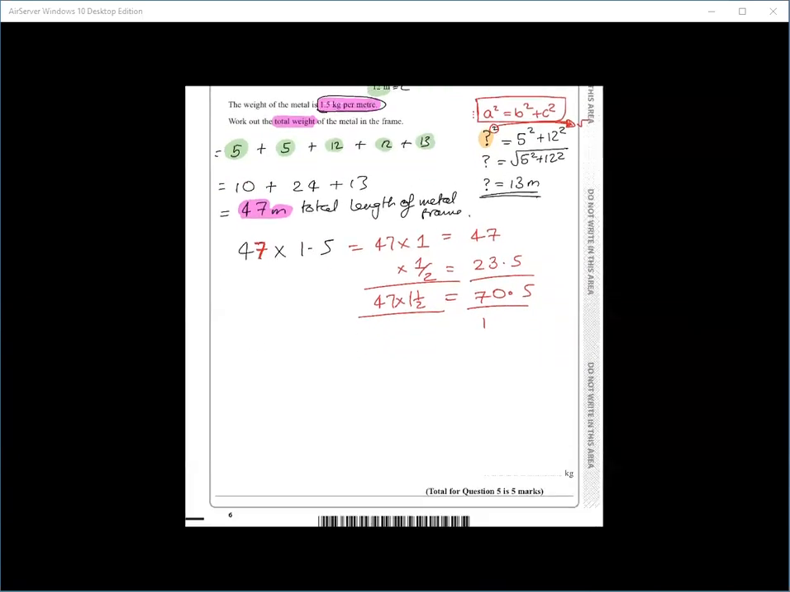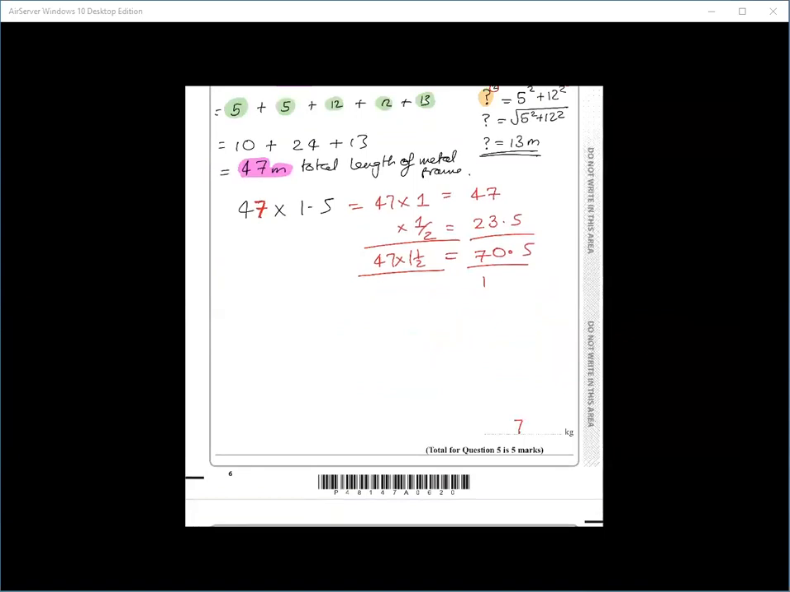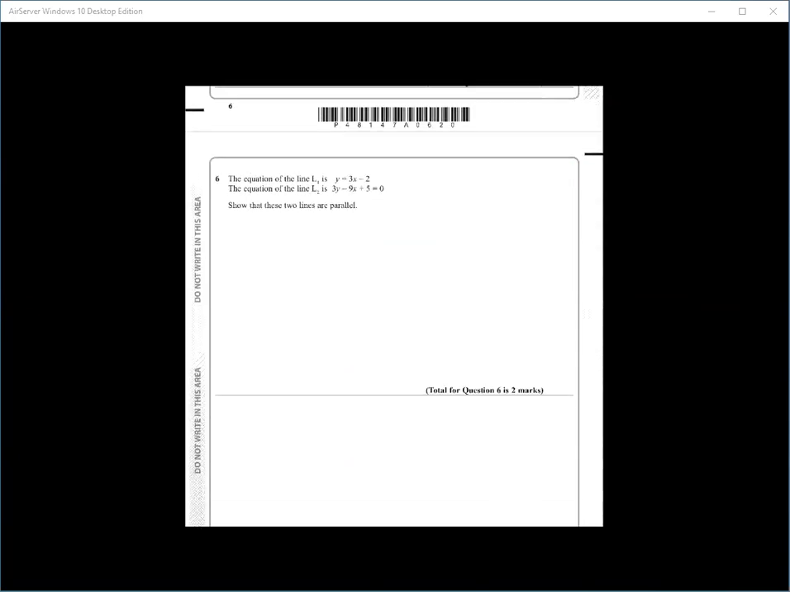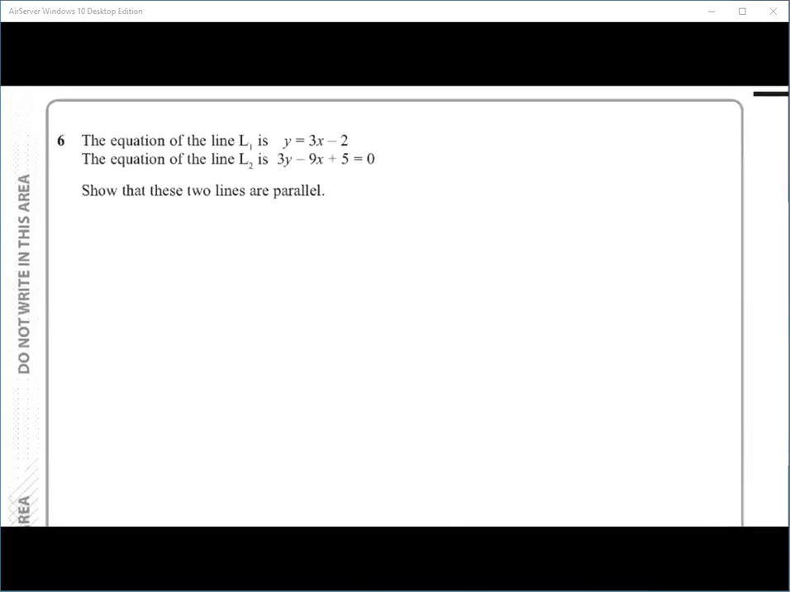Okay, lovely. So on the answer on the line on the bottom, that's being given to us free of charge. Are we happy with that? Yeah. Lovely. Question number 6.